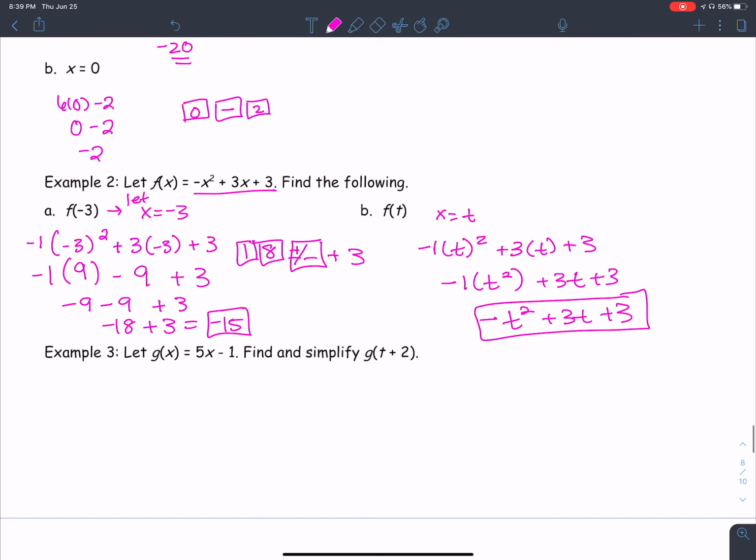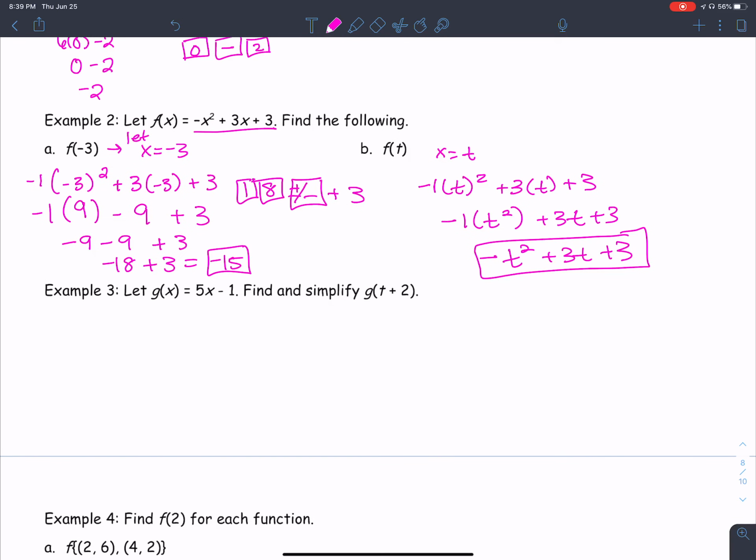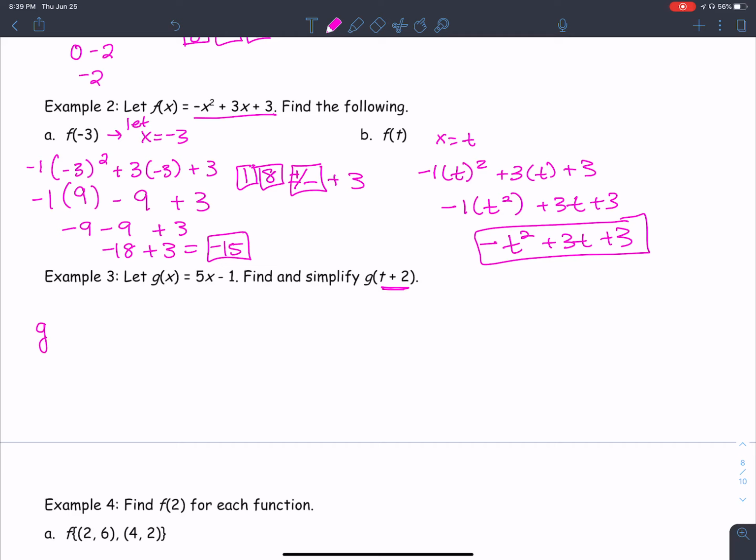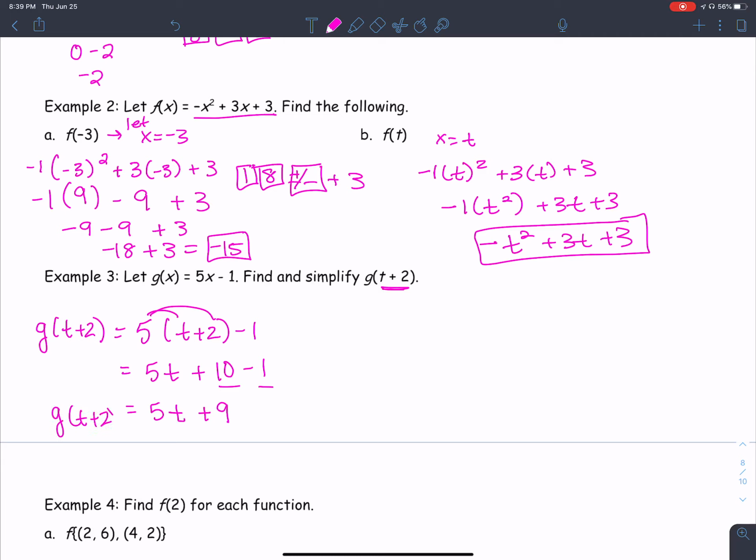Now, let's throw something a little bit more complicated in there. Let's throw a binomial in there, so 2 terms. So I'm going to put g of t plus 2. So sometimes we can do this and say equals, so 5 times t plus 2 minus 1. Now, we don't want to stop here. We want to distribute. So 5t plus 10 minus 1, combine like terms, 5t plus 9. So that's our g of t plus 2.